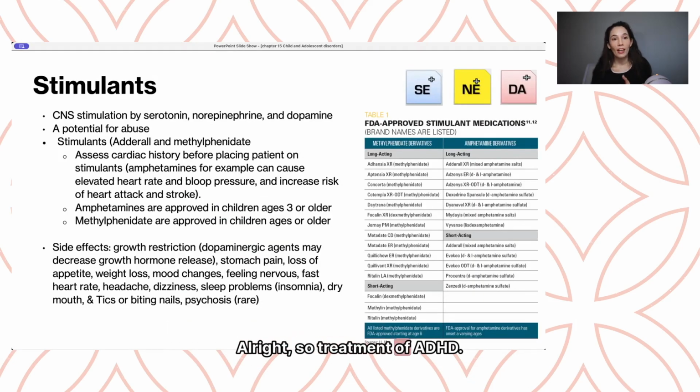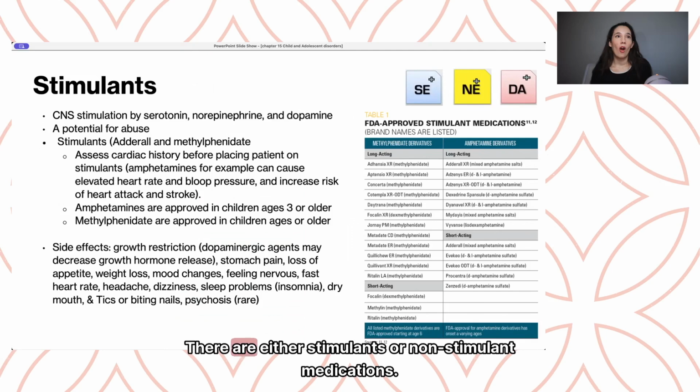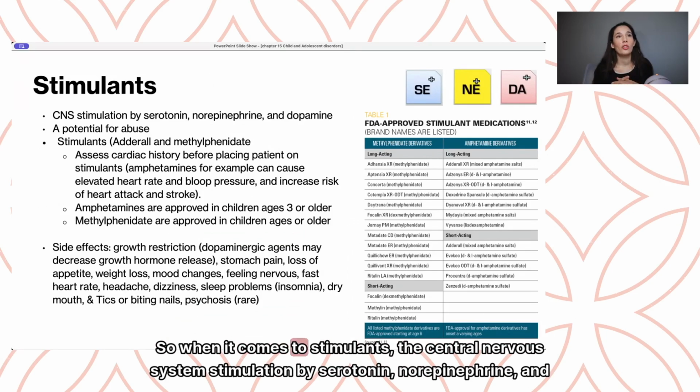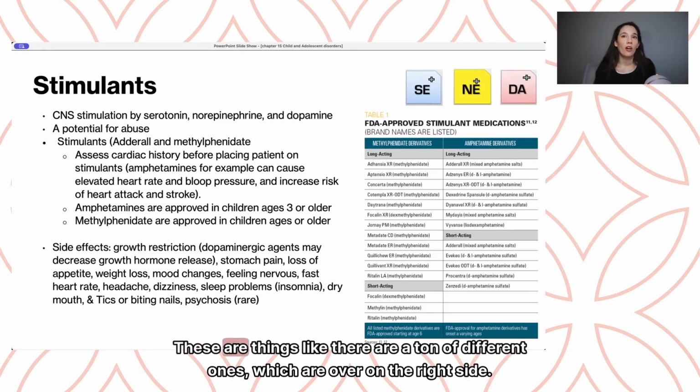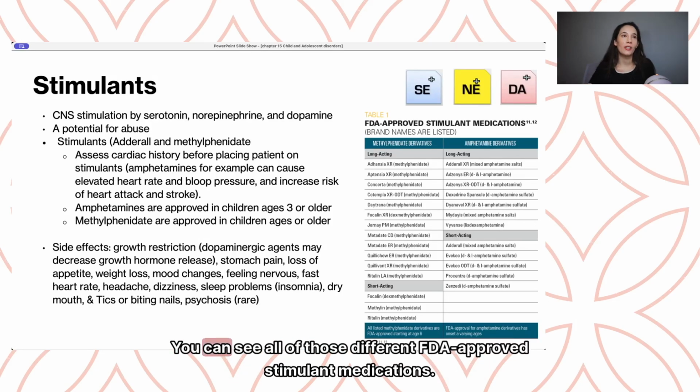All right, so treatment of ADHD. There are either stimulants or non-stimulant medications. So when it comes to stimulants, the central nervous system stimulation by serotonin, norepinephrine, and dopamine, these do have a potential for abuse. These are things like, there are a ton of different ones, which are over on the right side. You can see all of those different FDA-approved stimulant medications.